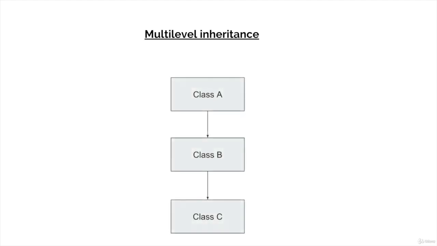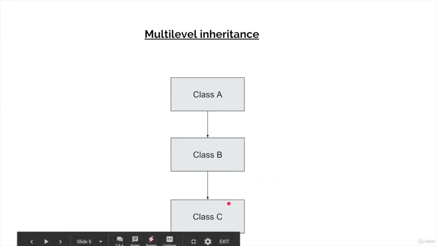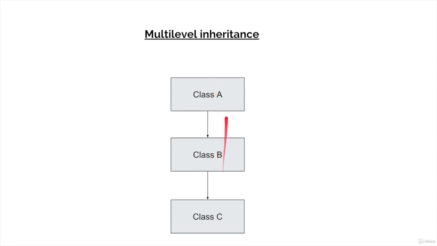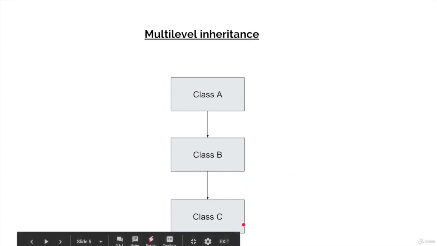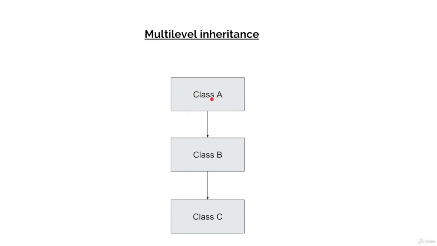Next is multi-level inheritance. In this relationship, class C extends B and class B in turn extends A. So A is the parent of B and B is the parent of C. This is an example of multi-level inheritance in Java and in object-oriented programming.